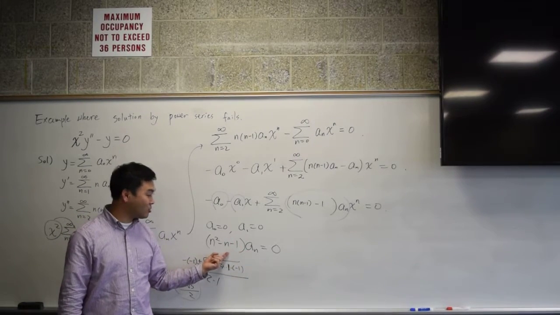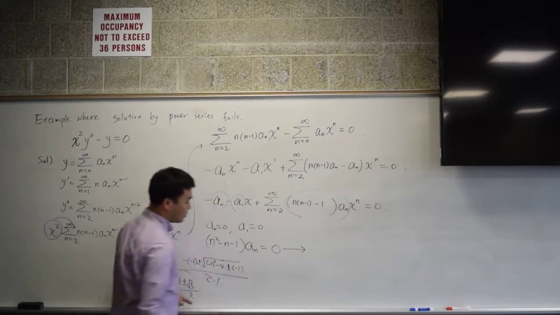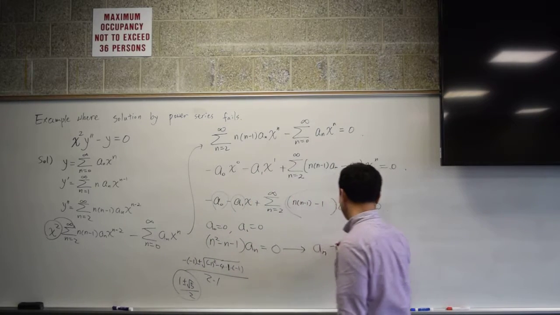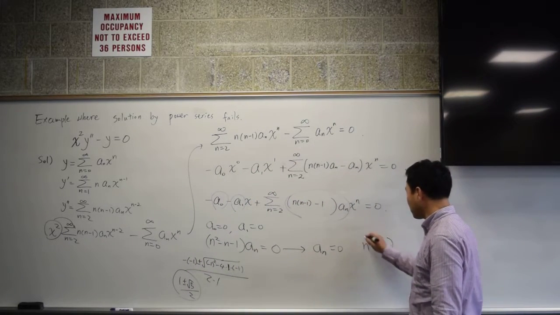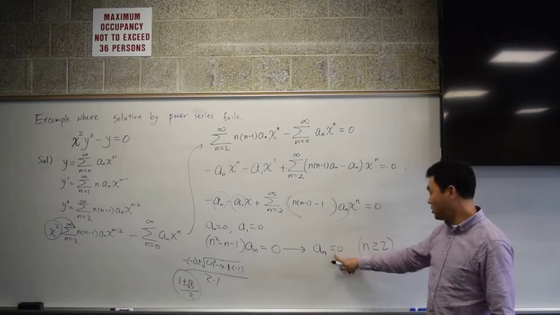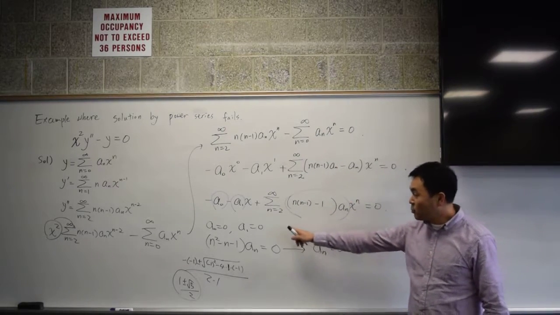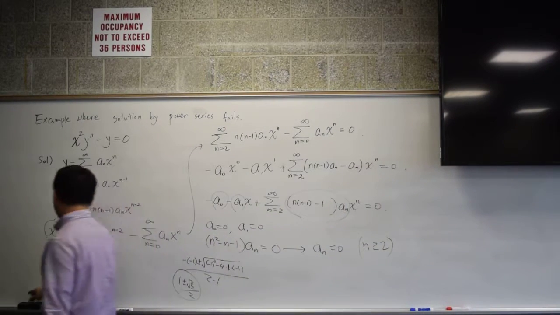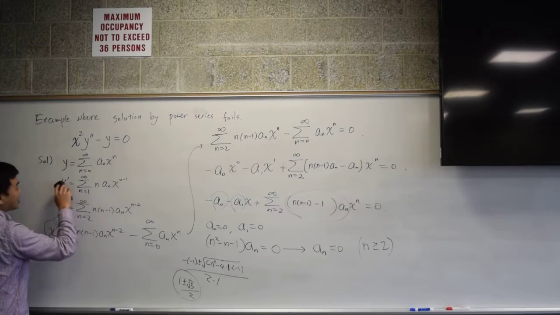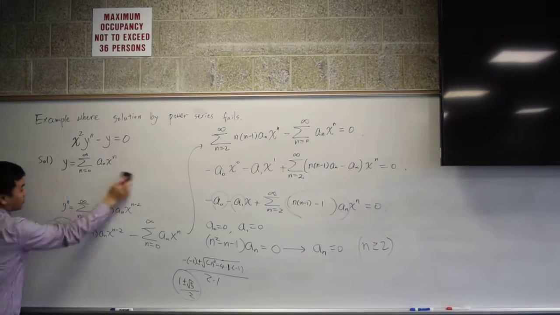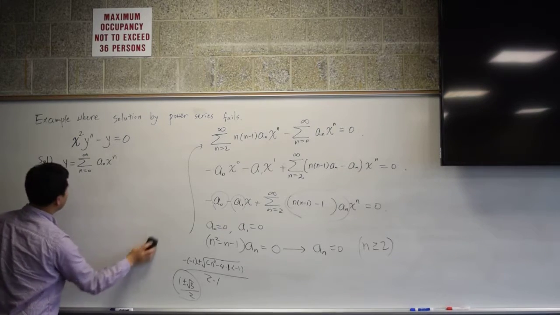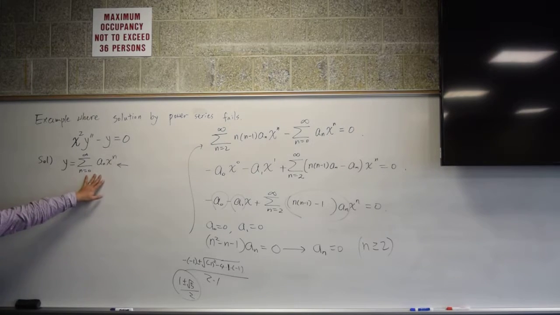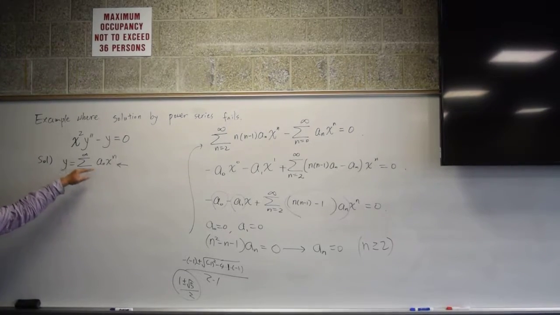For this times that to be 0, that would only mean that every a_n is 0 for all n 2 or greater. This sum is from 2 to infinity, so this should happen for n 2 or greater. And we also have a0 and a1 as 0. So what's the answer that you get? If you go back and plug it in here, see our original solution, sometimes you call this the ansatz for this equation.